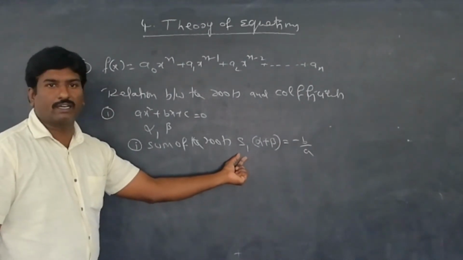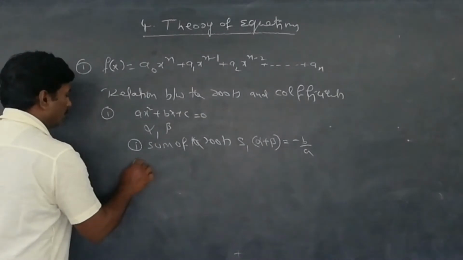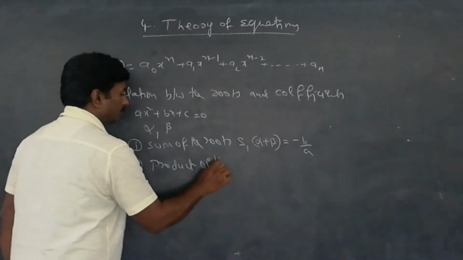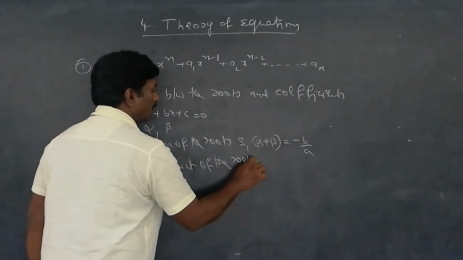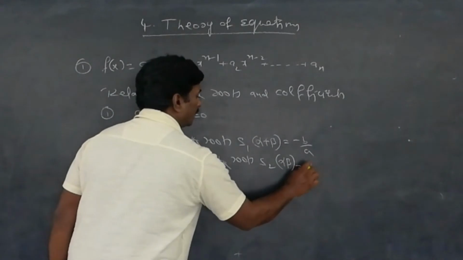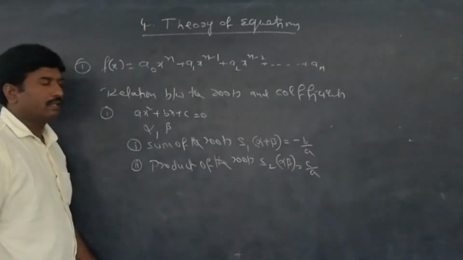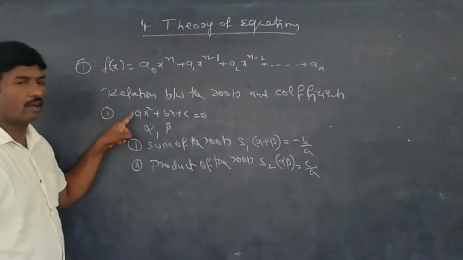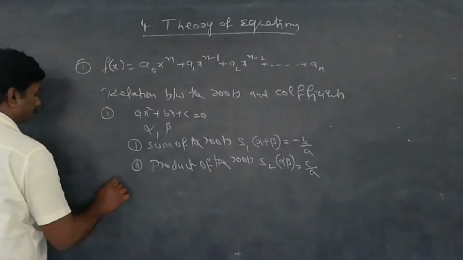Represent with S1. Next, second condition. Product of the roots. This is called S2. S2 means product alpha beta. That is c by a. c by a means constant by x square coefficient. So for a quadratic equation we have 2 conditions.